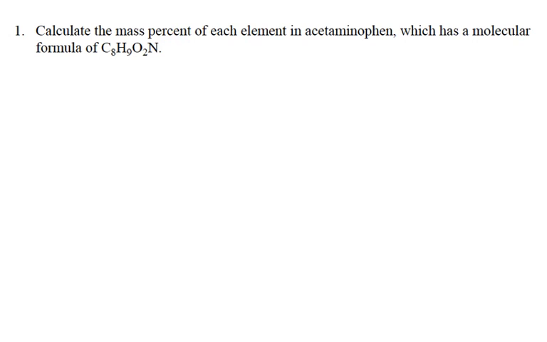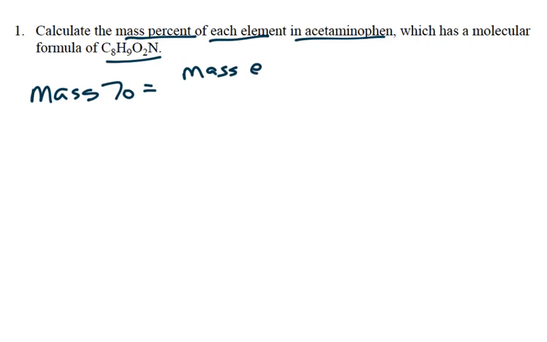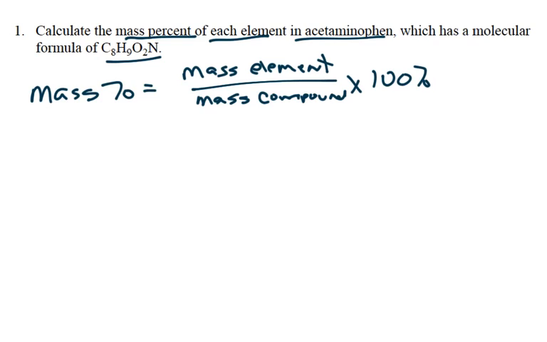All right. Mass percent of any element. We have to calculate the mass percent of each element in some compound, whatever this stuff is. So mass percent equals the mass of whatever element you're talking about over the mass of the compound, which is its molecular weight. That's the whole point of molecular weights, times 100%.